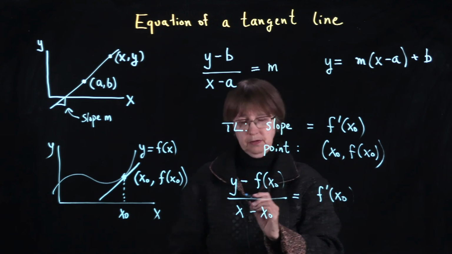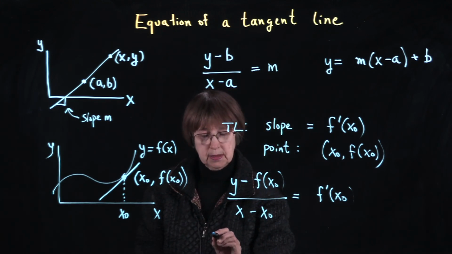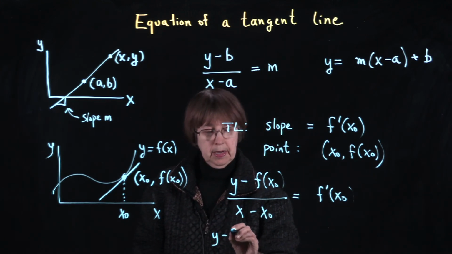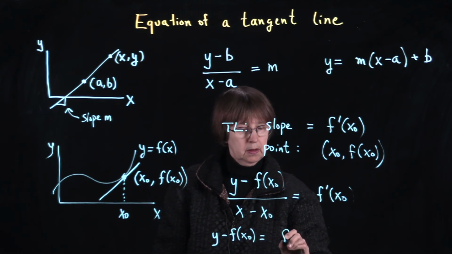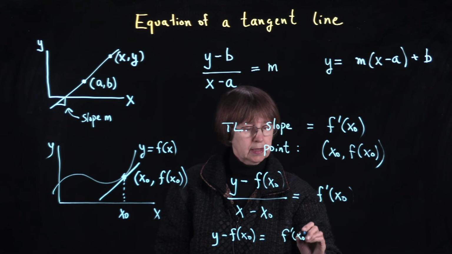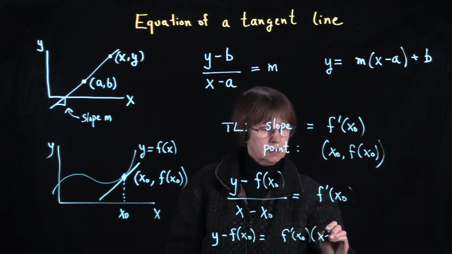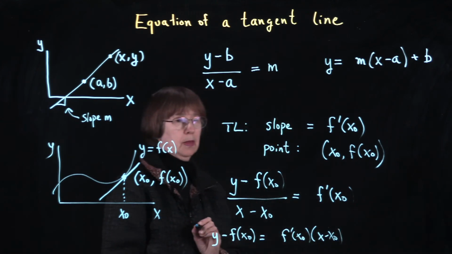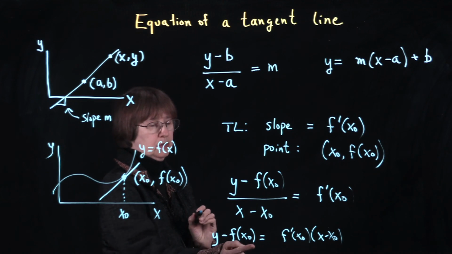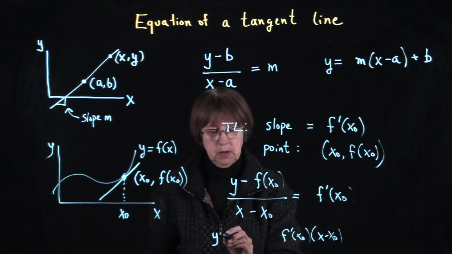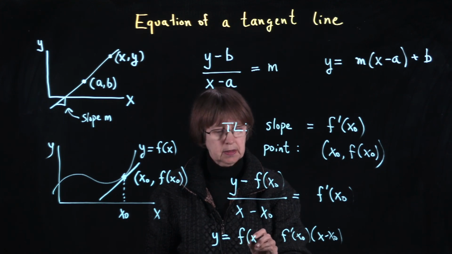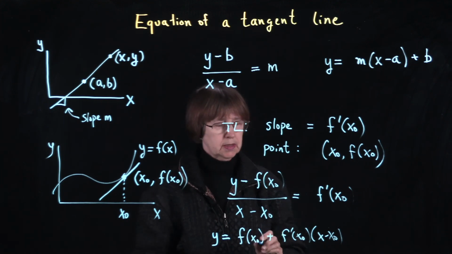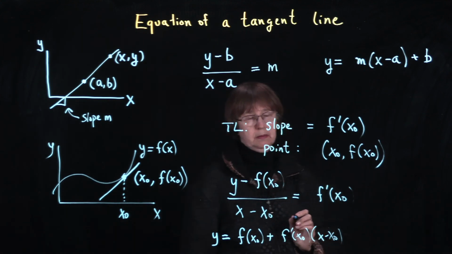In the more convenient form, we can rewrite this as y minus f at x naught equals f prime at x naught times x minus x naught. We can bring this over to the other side, and when we do so, we obtain y equals f at x naught plus f prime at x naught times x minus x naught.